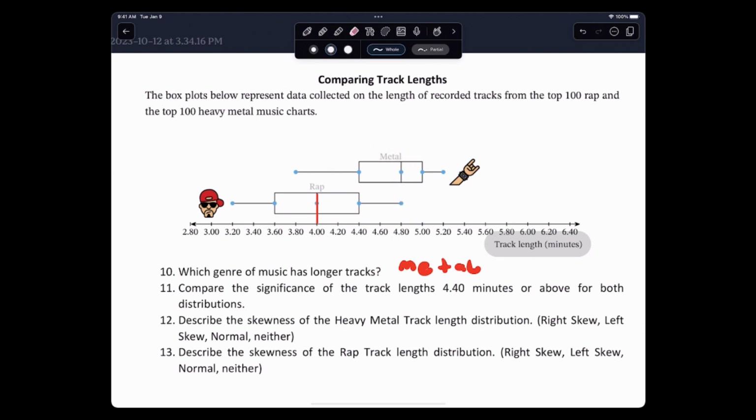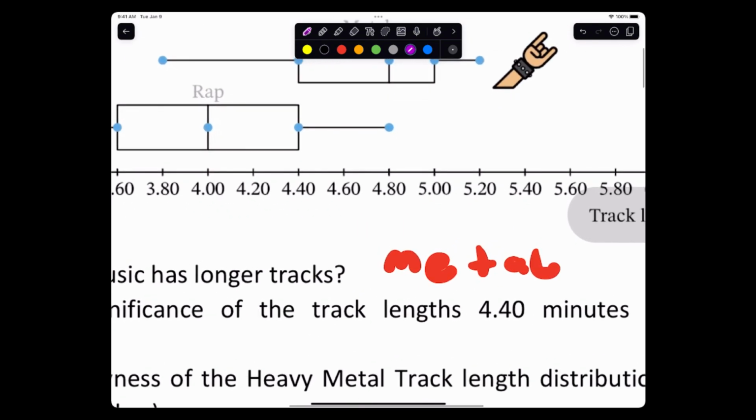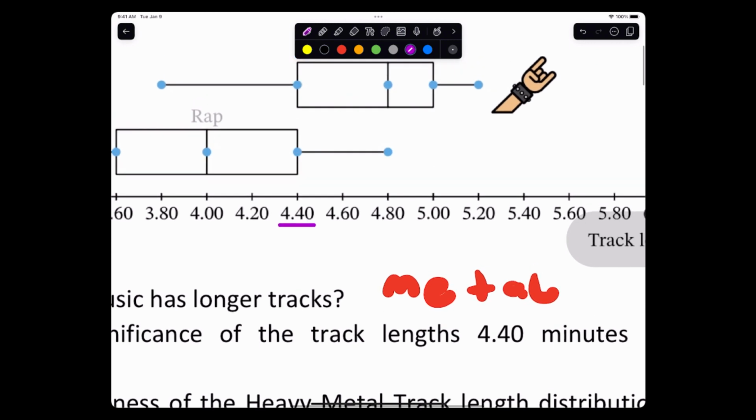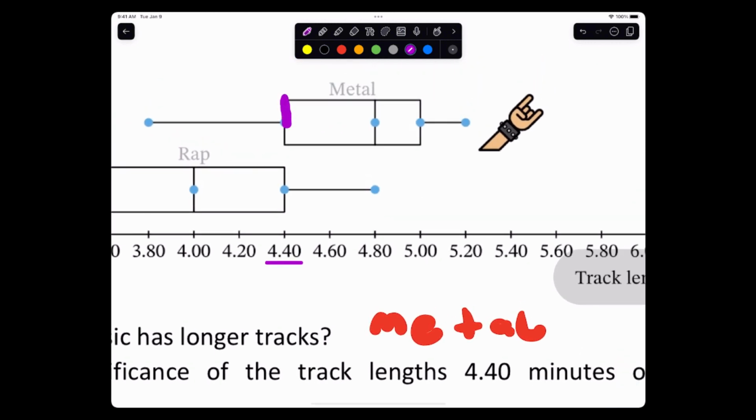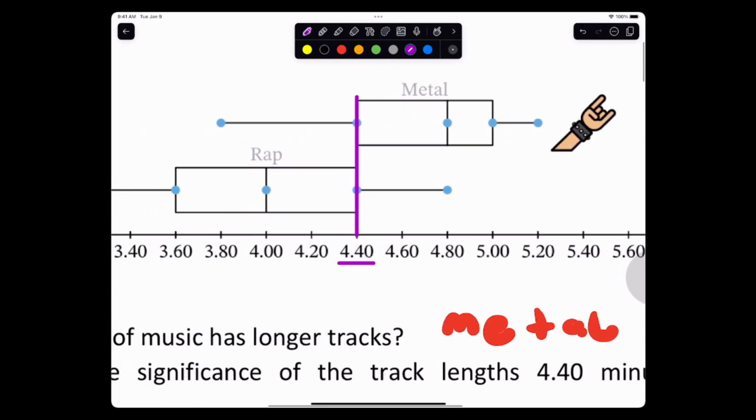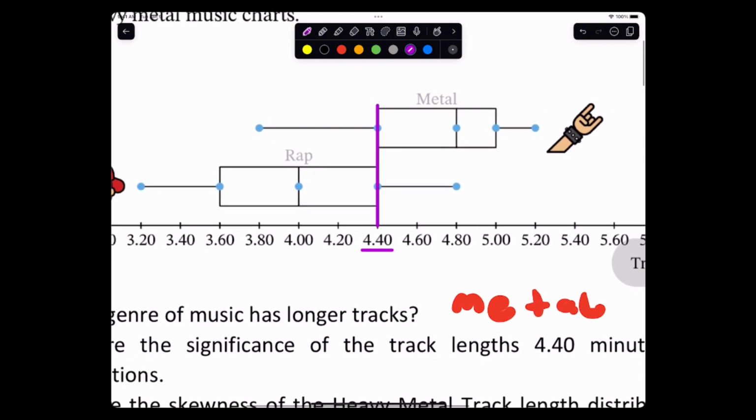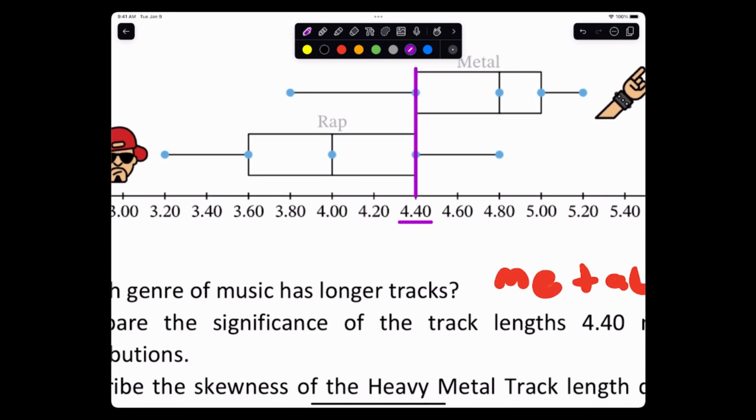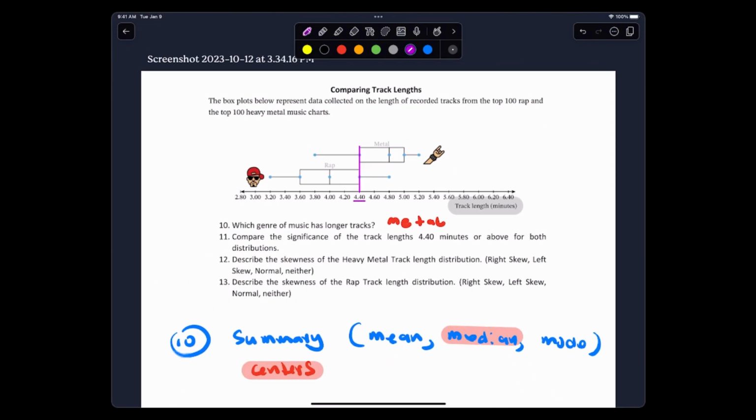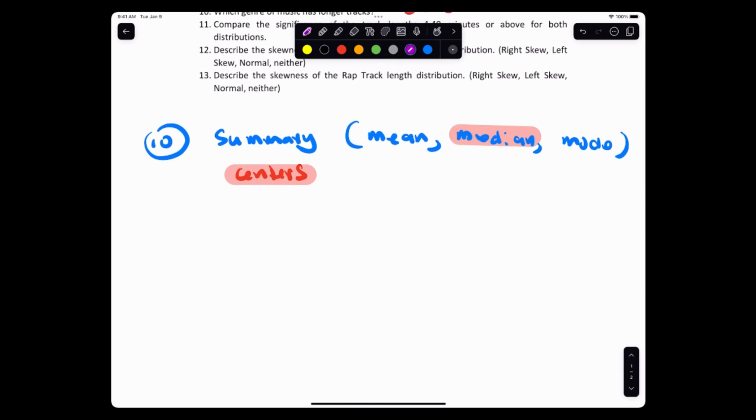Okay. So I'm going to look for 440. 440 is where? Right here. Do you guys see it? So what's so special about 440 for both of those genres looking at the box plot? What do you guys notice? Well, let's be careful here. For rap, what's the significance of 440? Do you guys remember how to read a box plot in general?